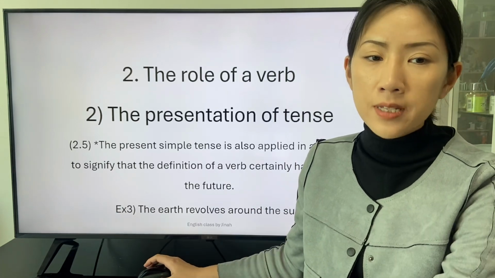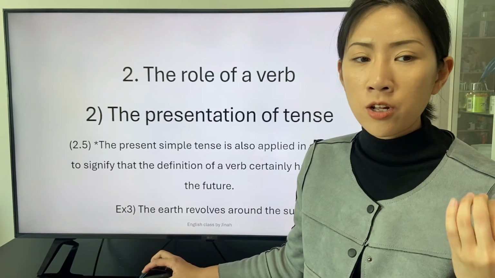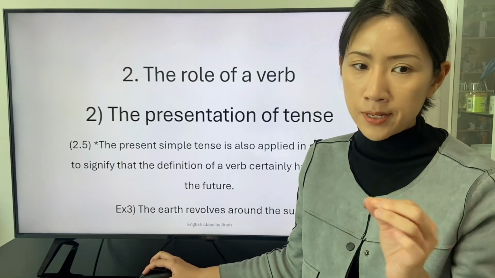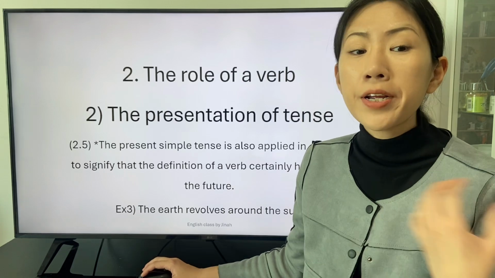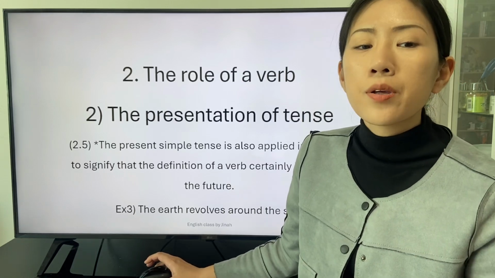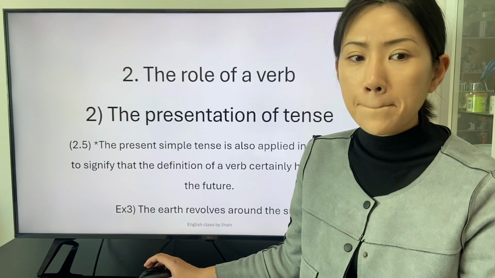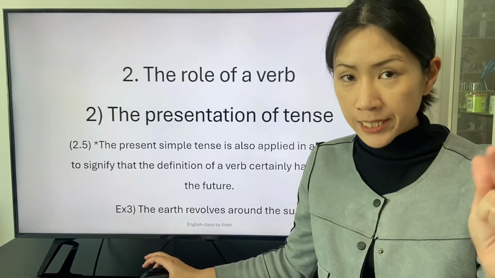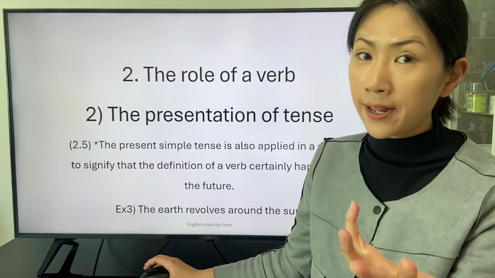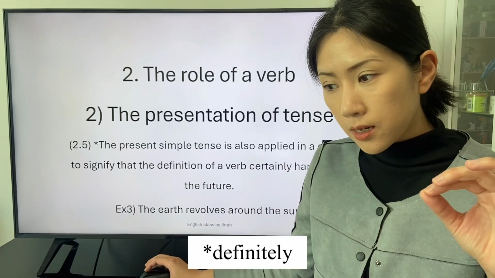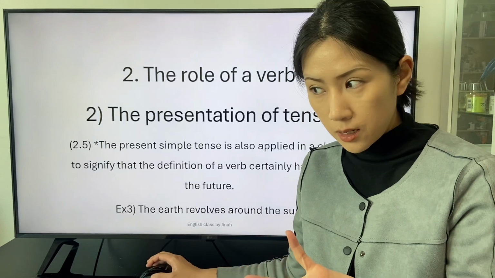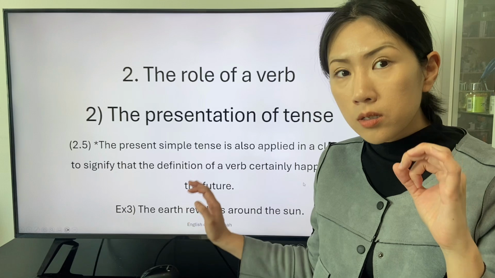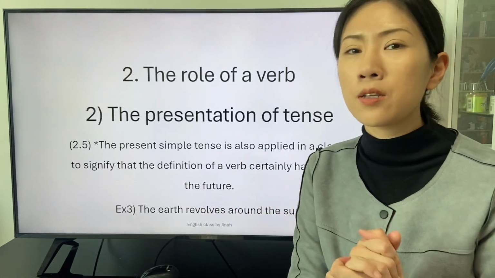The present simple tense is also applied in a clause to signify that the definition of a verb certainly happens in the future. There is an exemplary clause: The earth revolves around the sun. The speaker assures that the action indicated by the transitive verb revolves happens in the future. So, the exemplary clause is stated in the present tense.